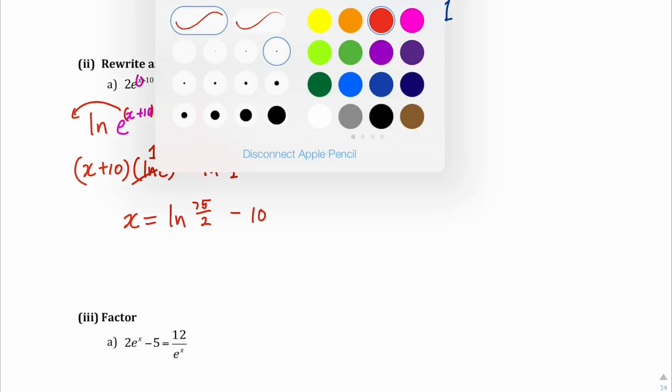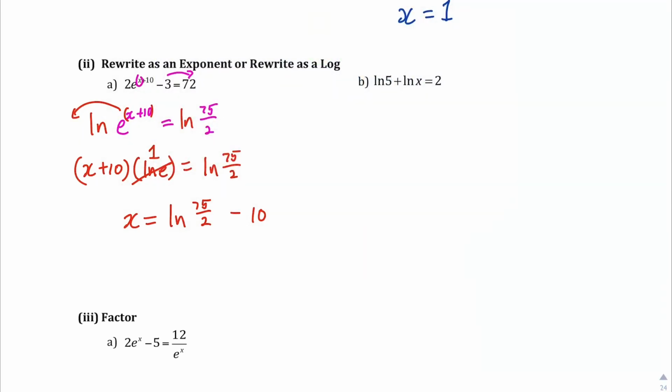Okay, in part B, I'm just going to switch up colors here. In part B, essentially, if you think of it as this equation has logarithms, and in order to solve a logarithmic equation, you pretty much want to get rid of the logarithms. And so my first step is to take into account that I've got the sum of two base e logarithms. And so I'm going to be able to rewrite that as the product of those two values.